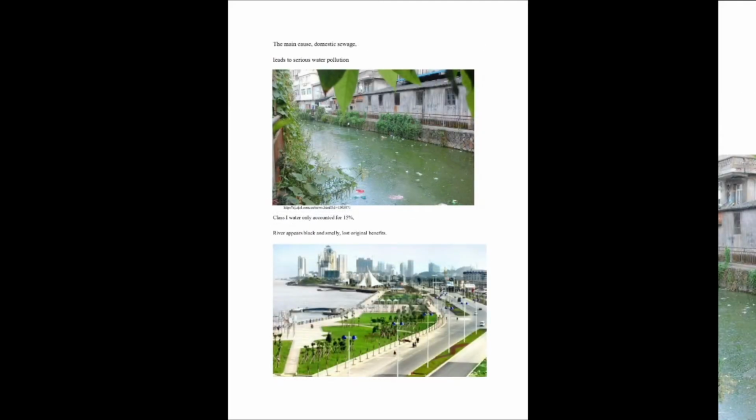The main cause of ecological deterioration is the discharge of domestic sewage, which leads to serious water pollution in Wenruitang River. According to the data released by Wenzhou Environmental Protection Bureau in 2000, the length of the Wenruitang River which reaches the requirement of Class 1 water only accounts for 15%. A large part of the river is pale, black, and smelly, and has also lost its original benefit for environmental self-adjustment.